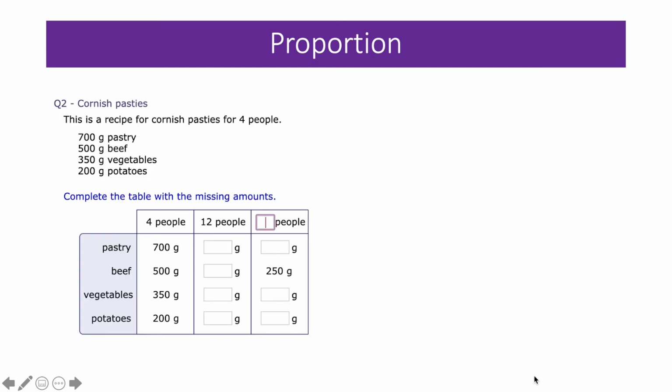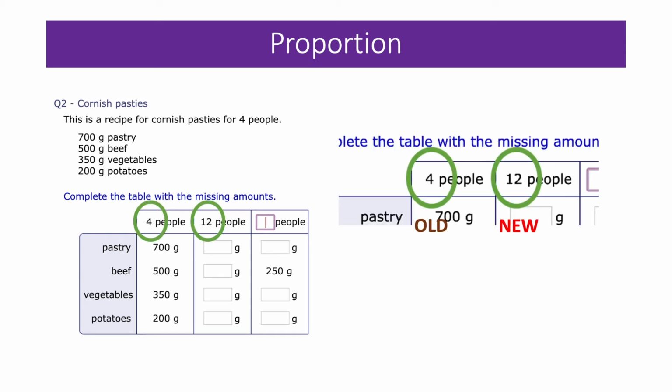Okay, question 2, Cornish pasties. Here's the recipe for a Cornish pasty. It's for 4 people, and the information is in the table here. The question asks, what if I have 12 people? What are the ingredients I need? Well, you've got to think, I'm now going up to 12. What's my multiplier? What have I done to get from 4 to 12?